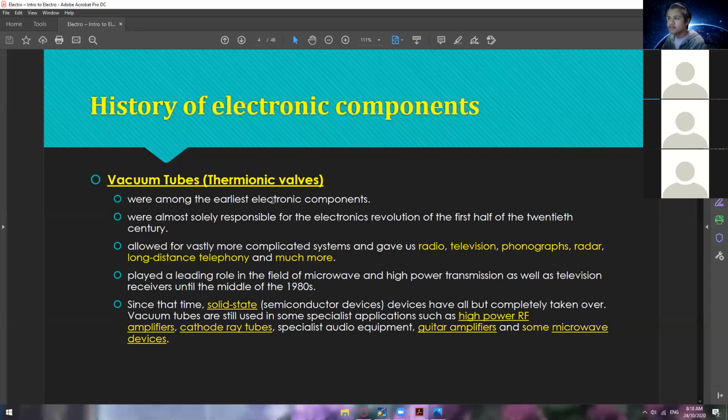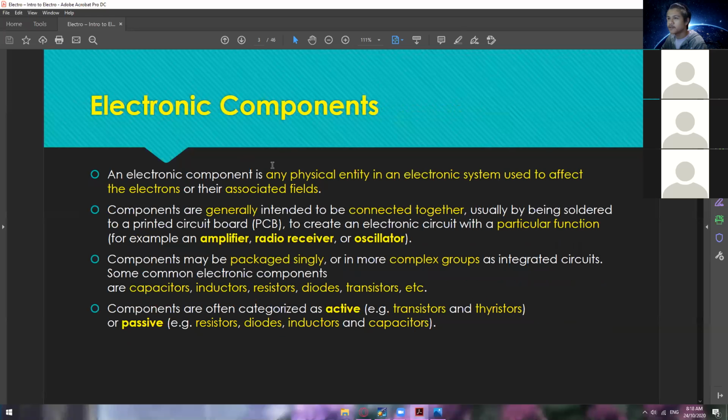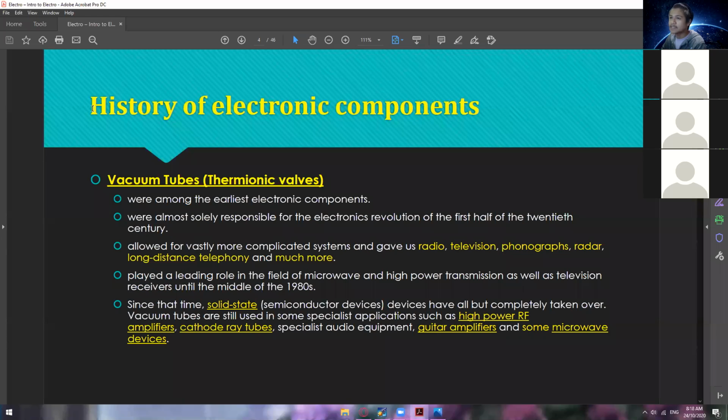All right. After this, electronic components, these are the basics. There's actually a lot more when it comes to electronic components, but we will discuss the other components soon. For now, let's discuss the history of electronic components.